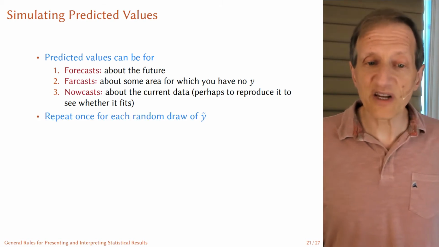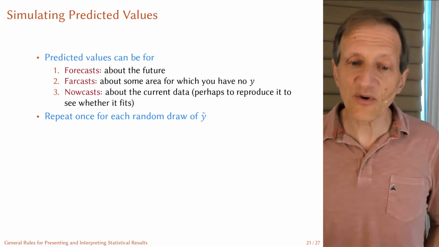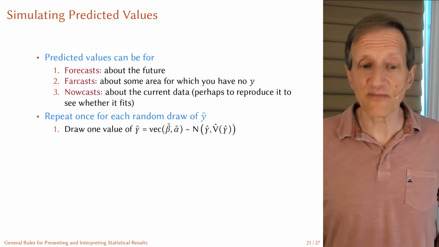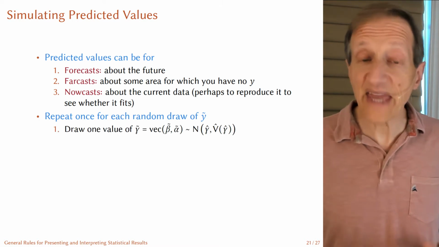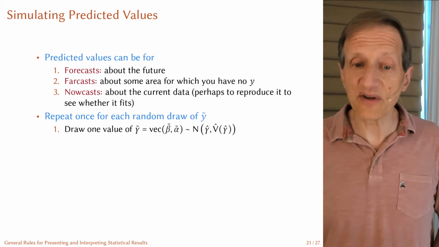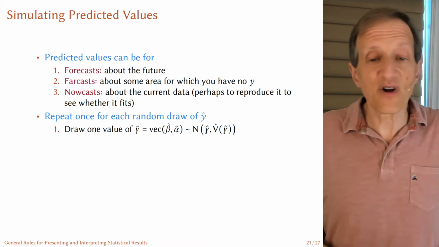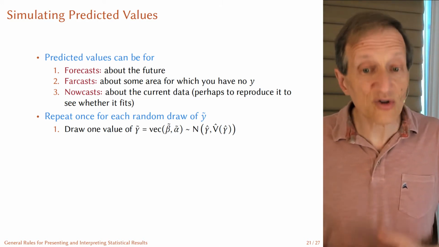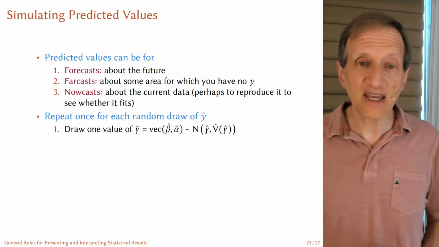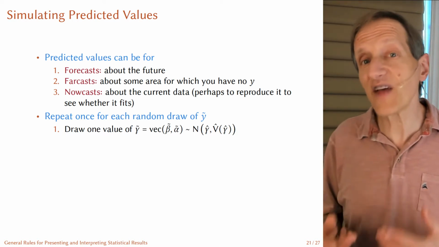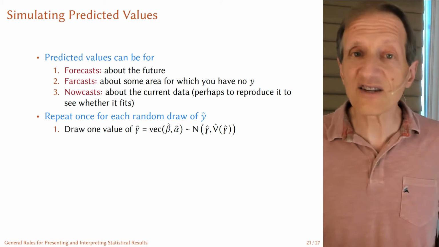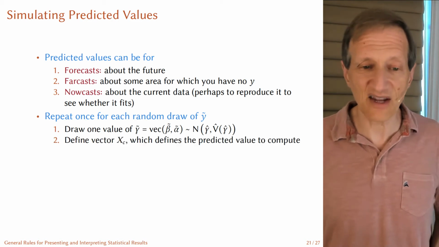So to simulate predicted values, we repeat once for each random draw of y tilde, tilde meaning that it's simulated. We draw one value of gamma tilde, so those are our parameters, the only parameters of the model, alpha and beta. Where do we get them from? We get them from a normal distribution due to the central limit theorem. It's a multivariate normal distribution. It has mean equal to the maximum likelihood estimates, and it has variance equal to the variance-covariance matrix that also gets estimated when we calculate the maximum likelihood estimates.